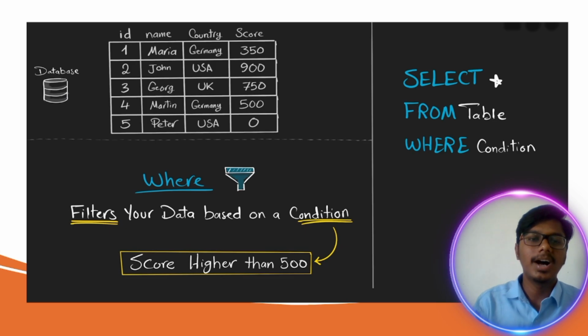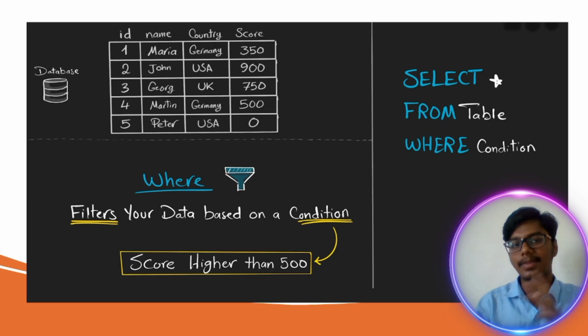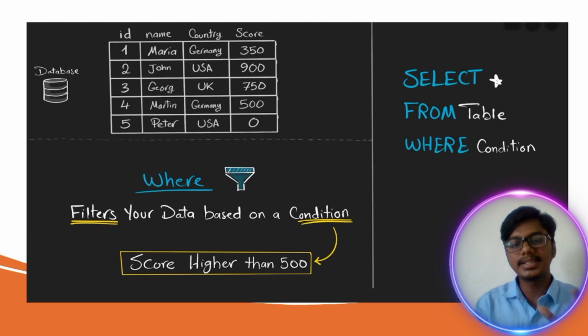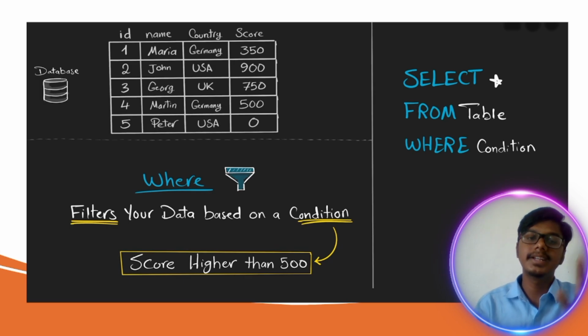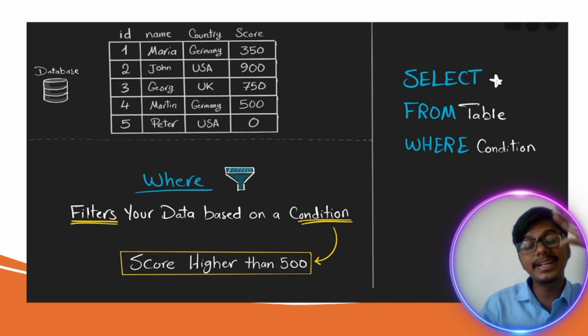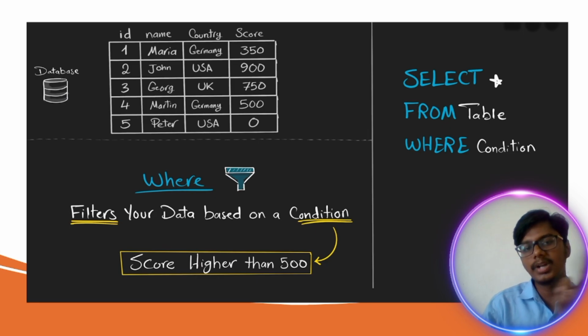Just kidding. Imagine there is a table with ID, name, country, scores. In this table there are 5 rows. I just want to filter the data. I just need the rows whose score is greater than 500. I don't want everyone; there is also a person called Peter who scores only 0, and I don't need him.